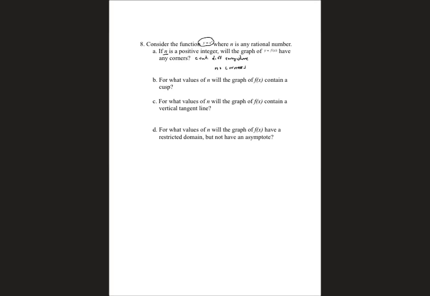Now, to get a cusp, this takes some playing around, but what's going to happen is if we have x to an even over odd power, where this exponent is in between 0 and 1. Something like we saw on the other page, x to the 2/3 is going to be a cusp. x to the 4/5 will be a cusp. x to the 6/11, any even over odd, as long as this fraction is less than 1. So bigger than 0 and less than 1 is going to lead us to a graph that has a cusp.